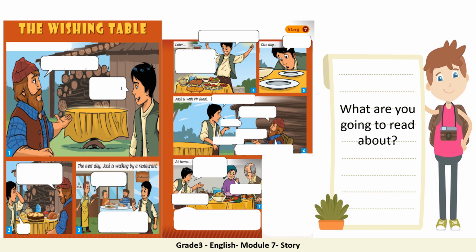As for me, I can see a man with a blue shirt. What about you? Well done! There is a boy too. Well, what are your guesses? What are you going to read about? Interesting. Let's find out together.